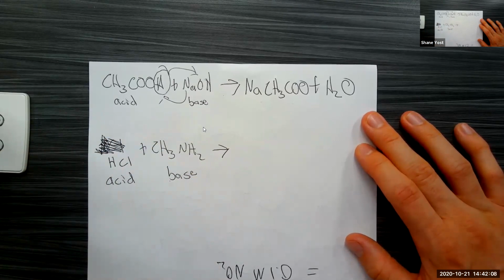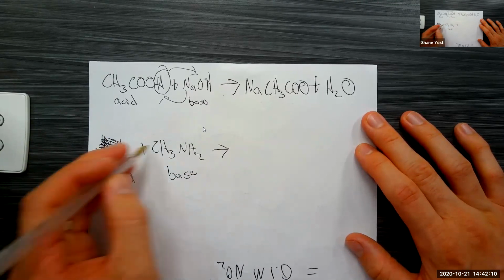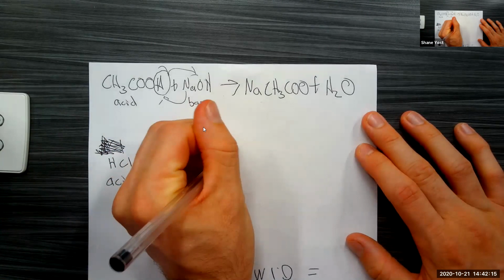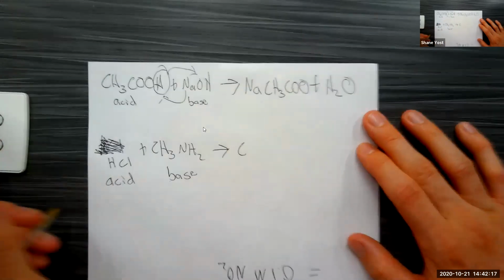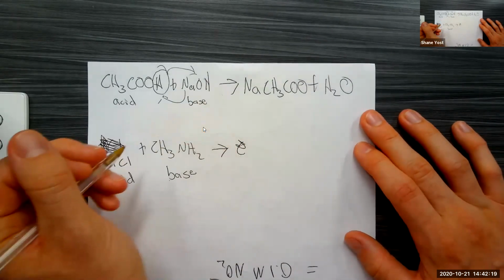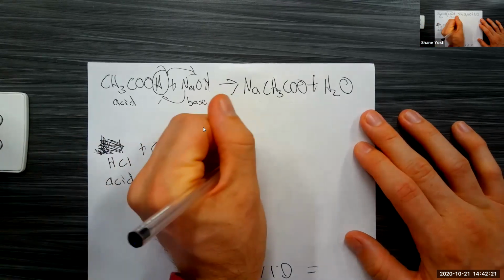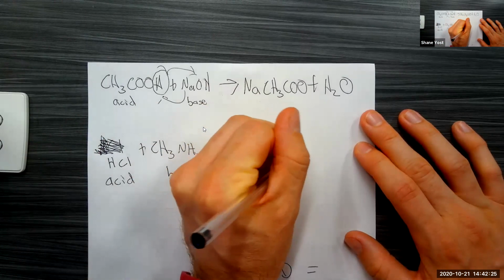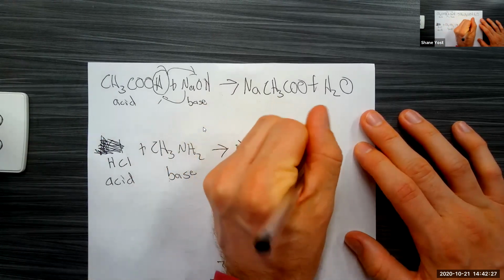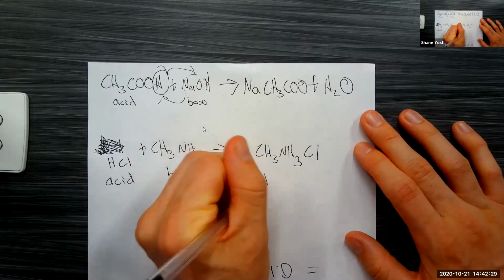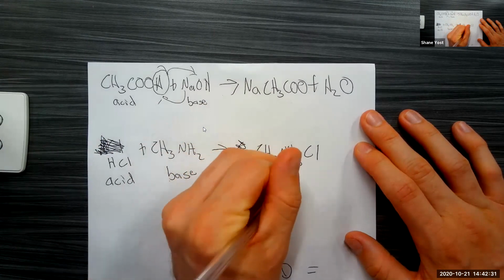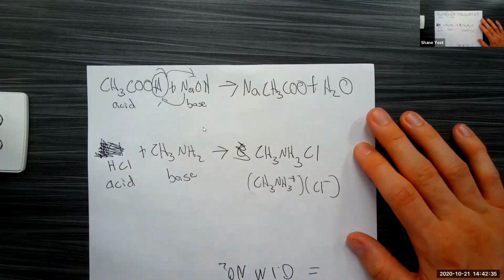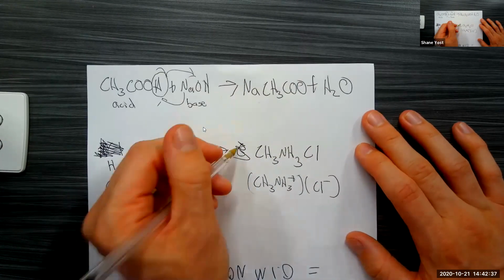My acid is going to donate a proton over here. Now this doesn't form water, but it does form a salt of CH3NH3Cl, where CH3NH3 plus is my cation and Cl minus is my anion.